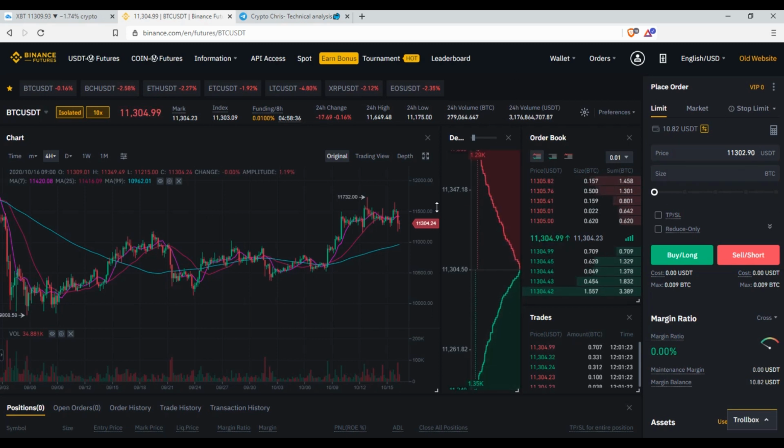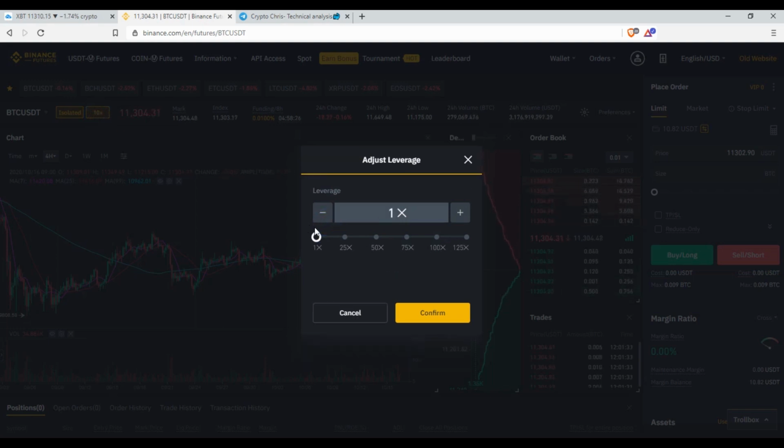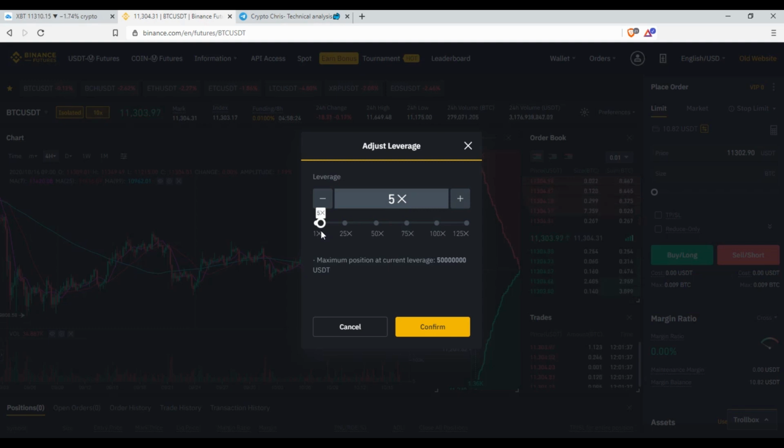The second thing I would do, guys, before you place any trades is select the amount of leverage you want to be trading with. So in my opinion, if you're a beginner, I would select between 1 and 5x leverage. What does leverage mean? Say, for example, you've got $10. Place your leverage at 10, it means you'd be trading using $100.